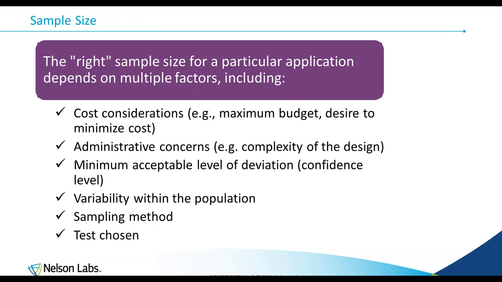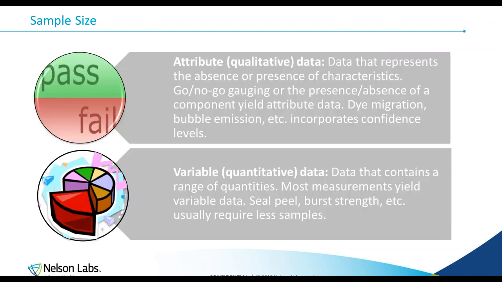When we determine sample size, we have to take into account cost considerations, administrative concerns, what's the minimum acceptance level of deviation, whether you allow one failure or zero, the variability within the population, the method, and the test chosen. When we look at statistics and sample size, there's two types of data. One is attribute or qualitative data. The other one is variable or quantitative data.